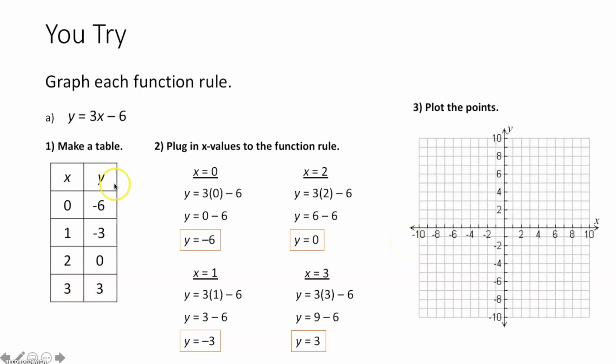Now I plot each of these points. 0, negative 6. I go over 0 on my x-axis, down negative 6 on my y-axis, put a point. 1, negative 3. I go over 1 on my x-axis, down negative 3 on my y-axis, put a point. 2, 0. I go over 2 on my x-axis, down 0 on my y-axis, put a point. And then 3, 3. I go over 3 on my x-axis, up 3 on my y-axis, put a point. And I can draw a line through these because it's a linear function.